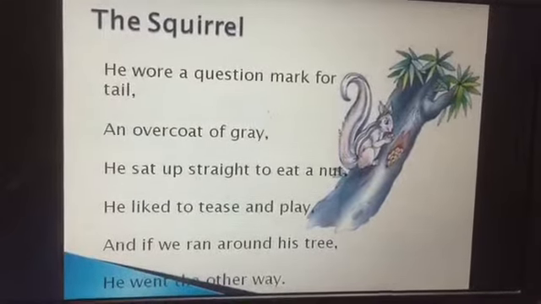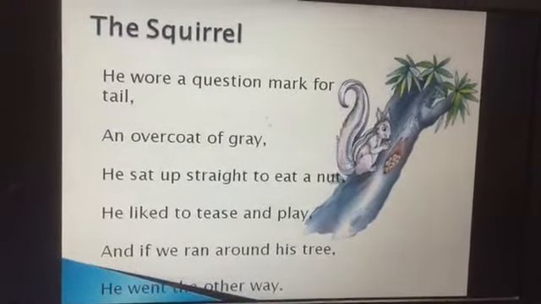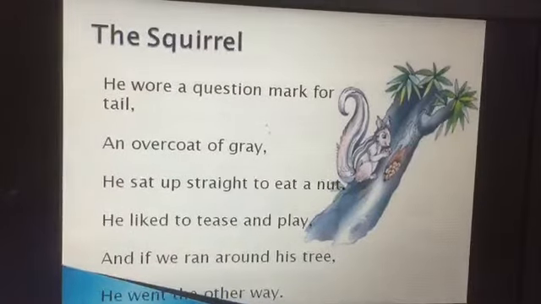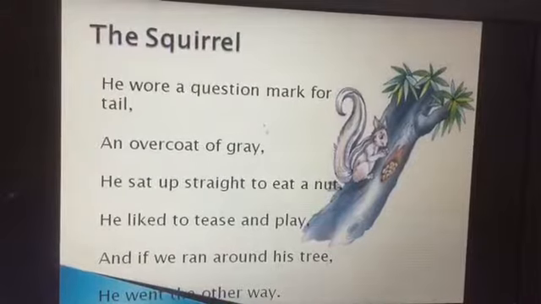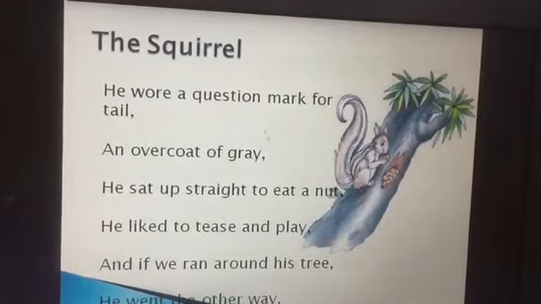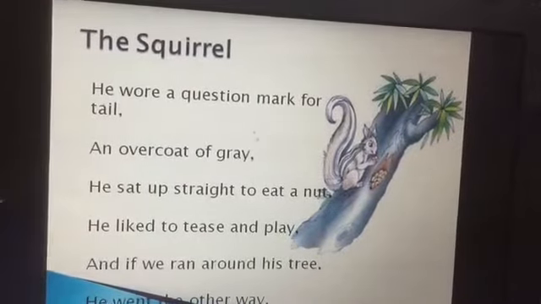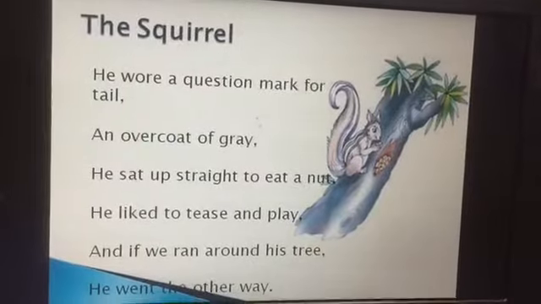Now if you look at the picture, you'll see the tail of a squirrel. How does it look like? It is a bushy tail, right? It has a lot of fur. And when you see the tail, it is looking like a question mark, right? The tail is bent, and the tip of the tail, as you can see, is stooping down, which gives it a shape of a question mark.